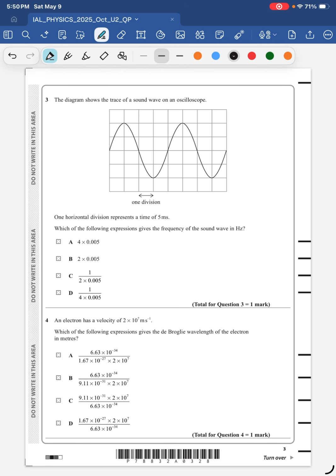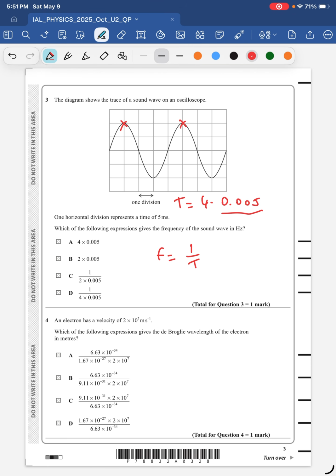Question 3. The diagram shows the trace of a sound wave on an oscilloscope. One horizontal division represents a time of 5 milliseconds. Which of the following expressions gives the frequency of the sound wave in hertz? Again, we'll find the period going from peak to peak. So one peak, and that's the second peak, and there are 4 squares in between. So the period is going to be 4 times 0.005, and this 0.005 is 5 milliseconds.